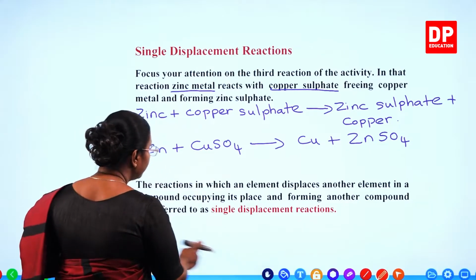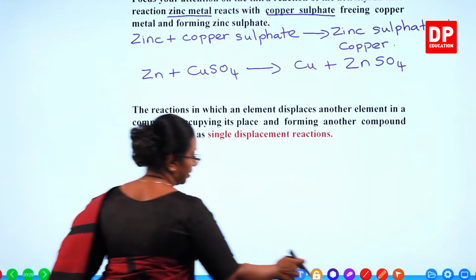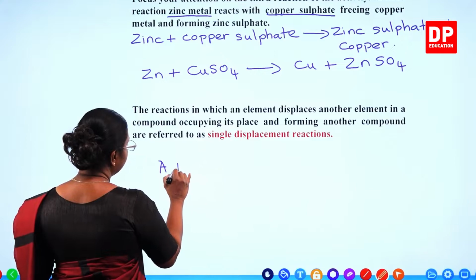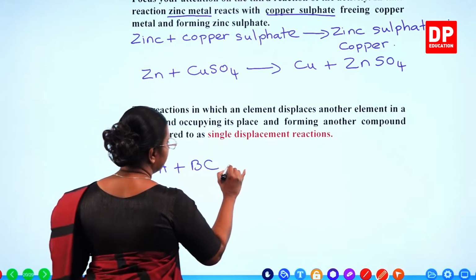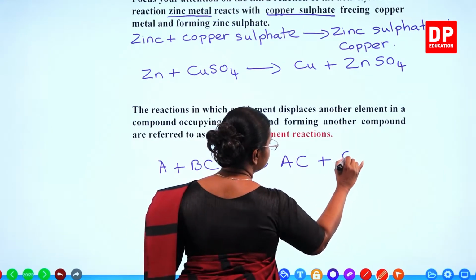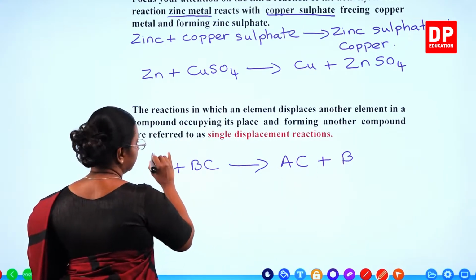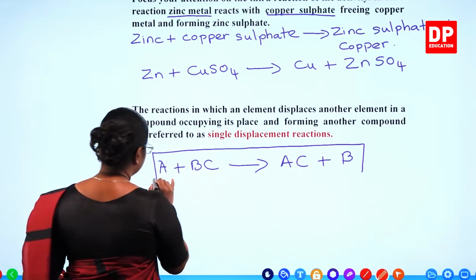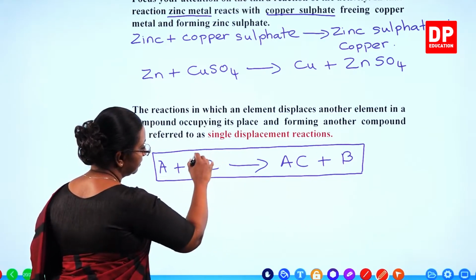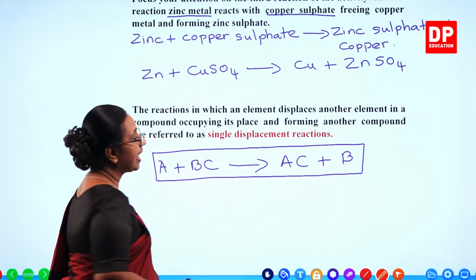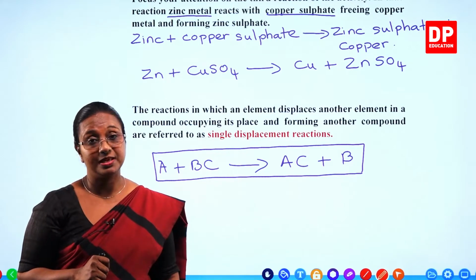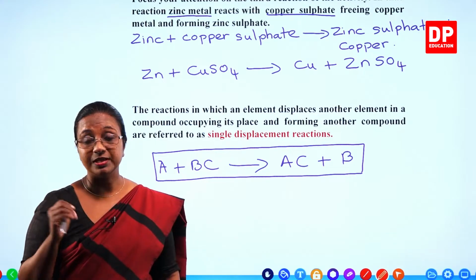So if we are to write the common reaction for single displacement, A plus BC giving rise to AC plus B. That is the common reaction. You have an element, you have a compound, will give rise to another compound and one element will be displaced. Single displacement reaction.